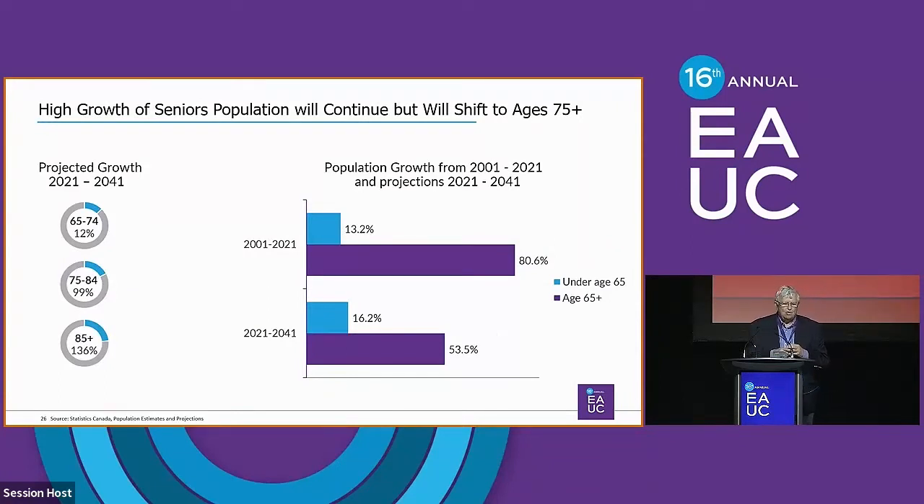You can see over the last 20 years, an 80% increase in the seniors population compared to 13% in the under 65. What's ahead? More of that, not quite as rapid a growth, but still a 50% increase in the seniors population over the age of 65. But there's a change in that the growth in the over 65 population is now shifting to older ages. Young seniors, 65 to 74, will grow at a modest rate, but look at the growth in the 75 and over, and particularly the 85 and over population, going to more than double during this time.